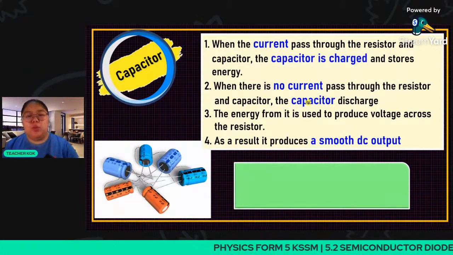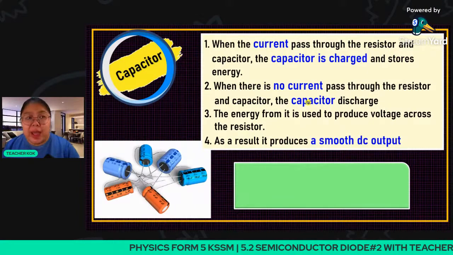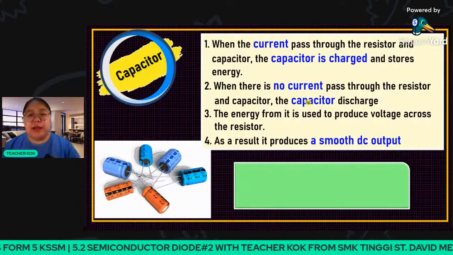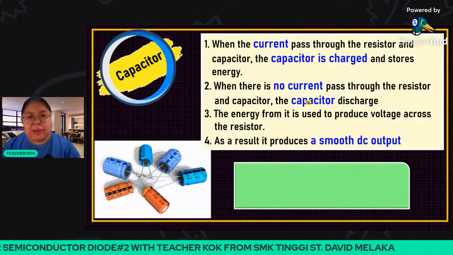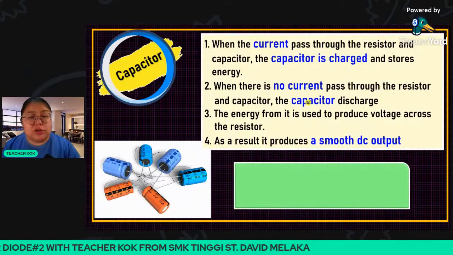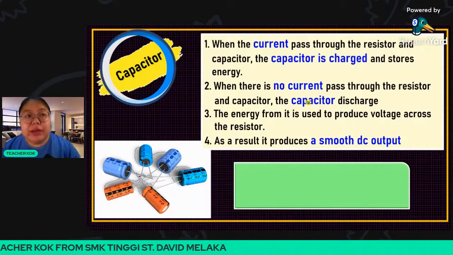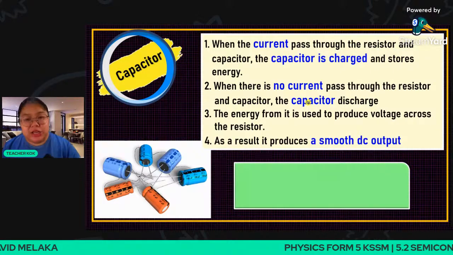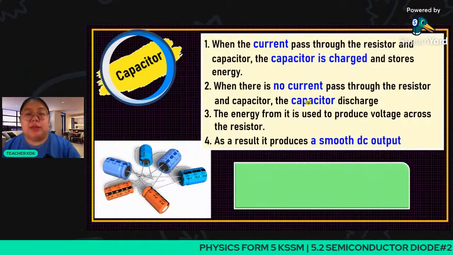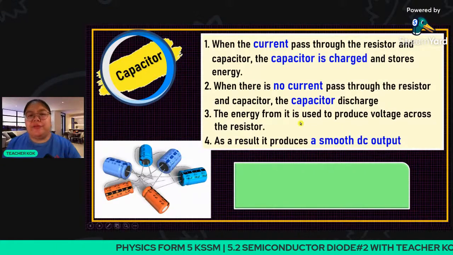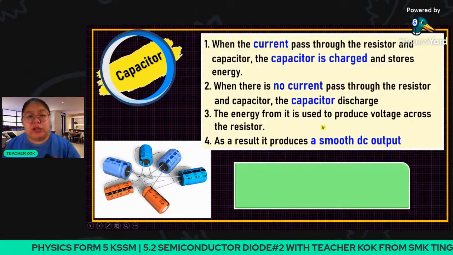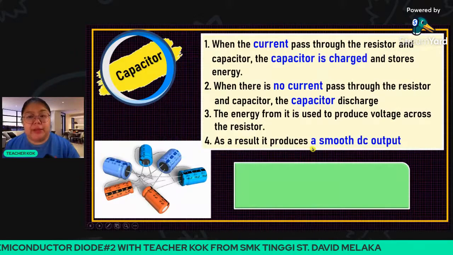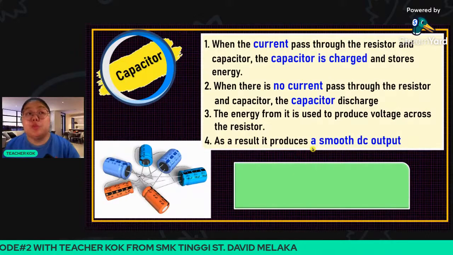It is important when we use a capacitor during reverse bias. In reverse bias there is no voltage, right? But now the capacitor has stored charge, so it can release the charge. So they still can provide it, but a bit less. The charge they still can provide, but less. The energy from it is used to produce the voltage across the resistor. As a result, they can make the output direct current smooth.